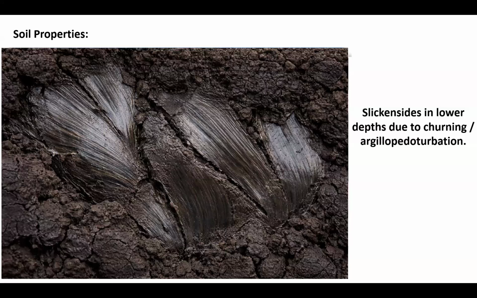Slickensides occur in the lower depth due to the continuous churning and mixing of the soil, because the soils are rich in 2:1 minerals; they are very popular in 2:1 expanding type of mineral. So there will be continuous argillipedoturbation, or churning or mixing, of the soils in this type of soil. While they are mixing, one clay mass slides upon another, just like this, and it looks like circular slides. Mostly you can see this condition in the lower horizons, in the lower profiles of the black soils.